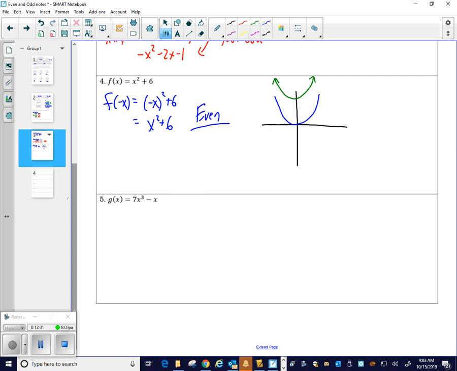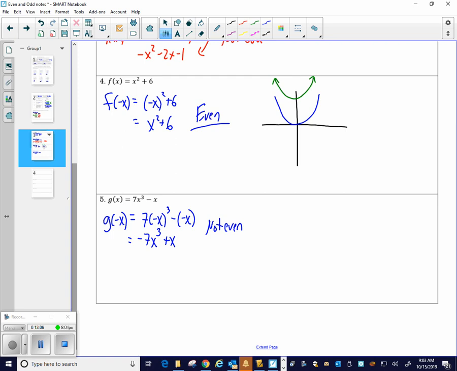All right, number 5. g of x is 7x cubed minus x. So let's check for even. Plug in negative x and simplify. So negative x cubed is still negative x cubed, so that becomes negative 7x cubed, putting the negative out in the front, and then minus negative x becomes plus x. Not the same as the original, so not even.